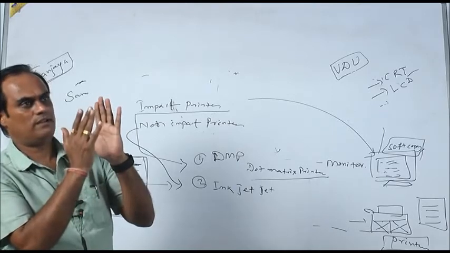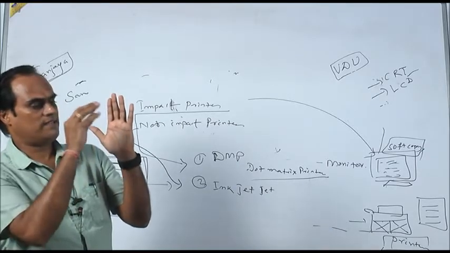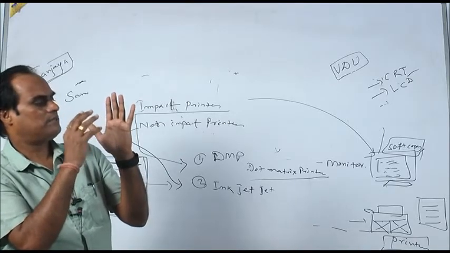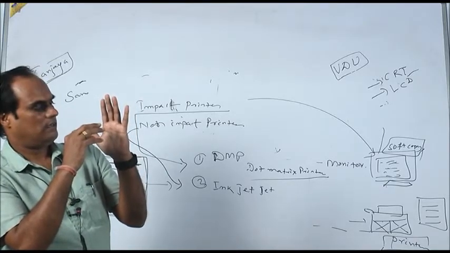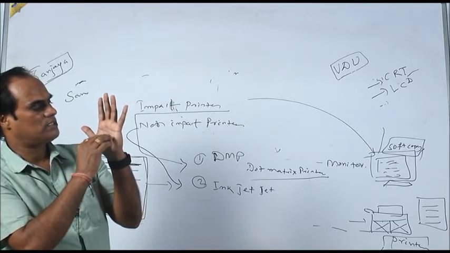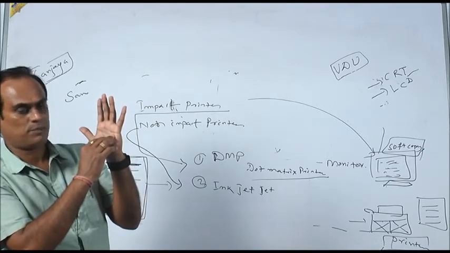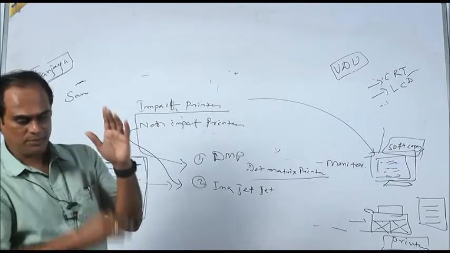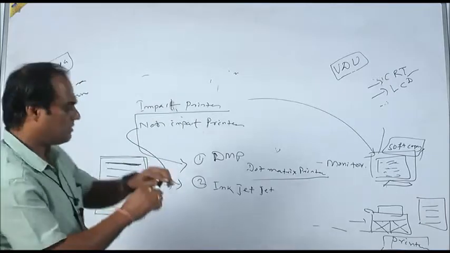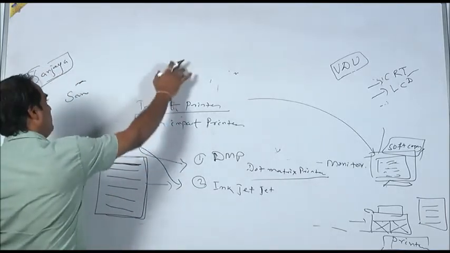When the printer wants to print, after getting some instruction, if that nozzle is directly coming onto the surface, yes or no. If it is not in direct contact with the paper, then that is the non-impact printer. Suppose, let it be, this is the marker, and this is the printing area, yes or no.